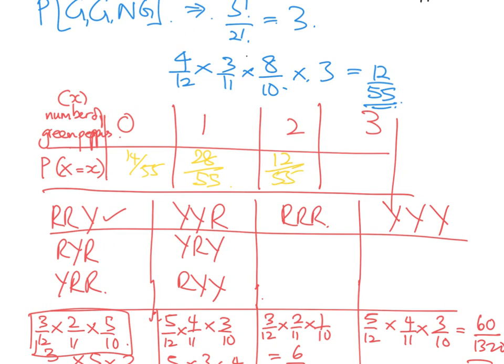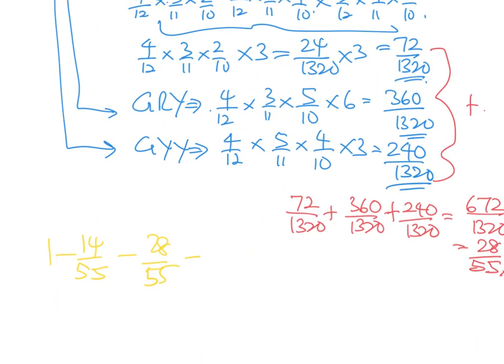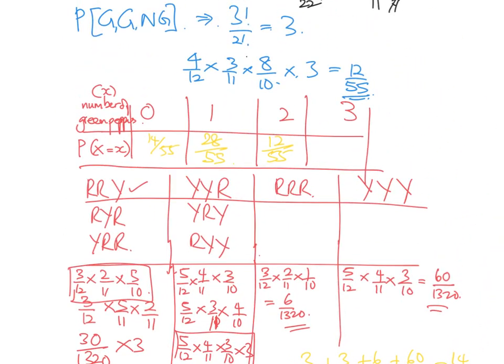And from there I can find out what it is for 3 green peppers. The probability for 3 green peppers will be 1 minus 14 over 55 minus 28 over 55 and minus 12 over 55, and the answer is 1 over 55. So the probability of getting 3 green peppers will be 1 over 55. Okay, there you go.